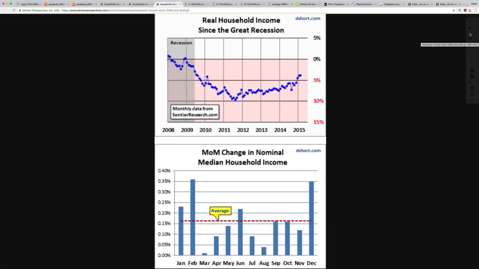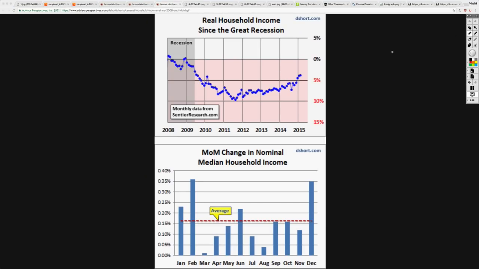All right, 2 charts quickly here. Real household income since the Great Recession. You'll see that this has obviously put itself into the negative. Month-over-month change in nominal median household income. Look, barely existent. Don't expect this to change without any major changes going on.